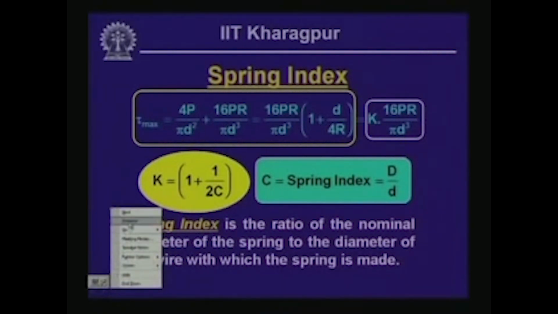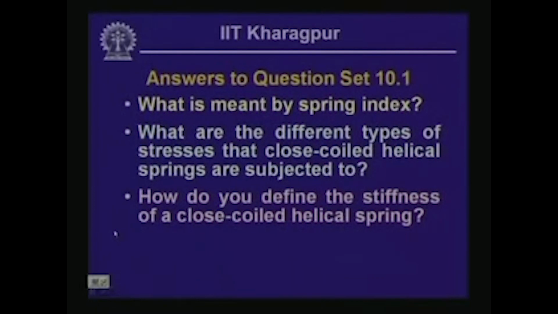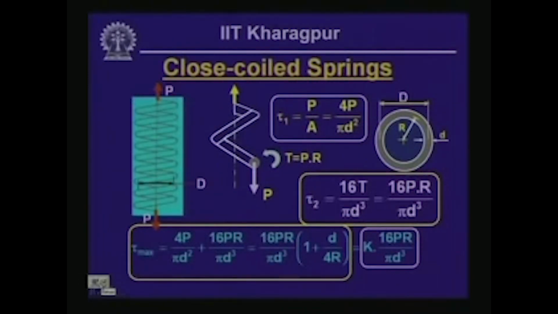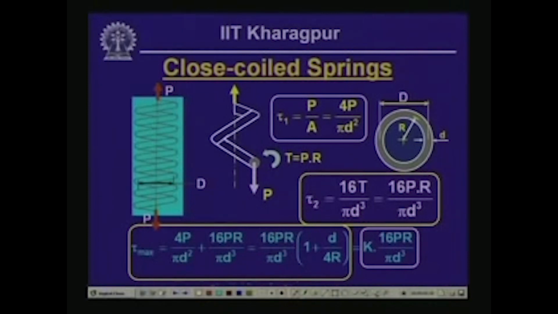Now, let us look into the second question, which was, what are the different types of stresses that closed coil helical springs are subjected to? The closed coil helical springs, as we have seen, are subjected to two kinds of forces. One is the direct force P and another is the twisting moment T.